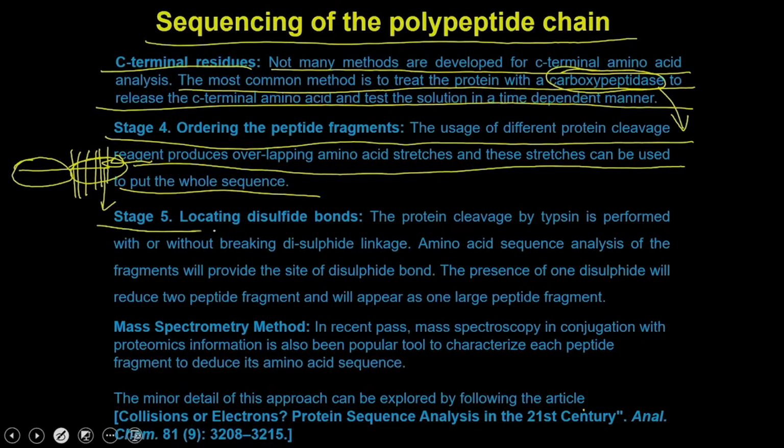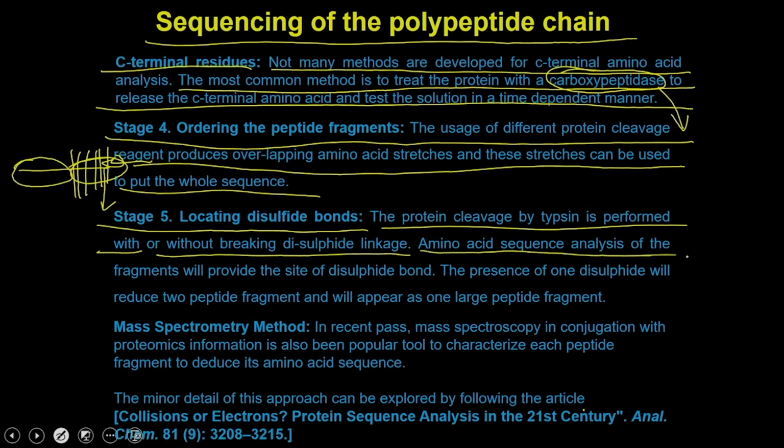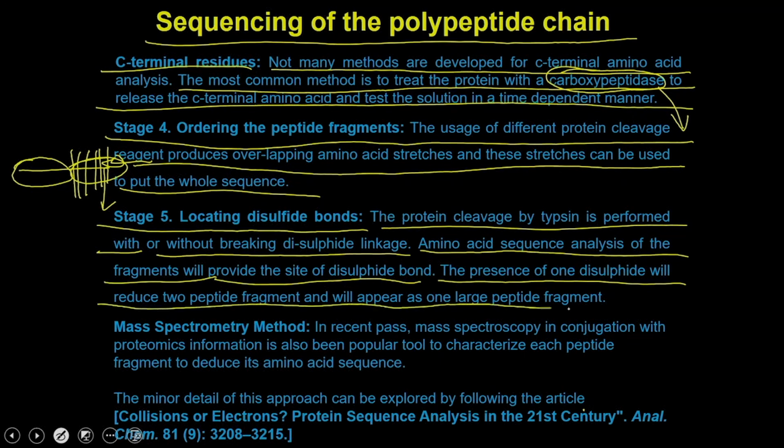Then, in stage 5, you also have to locate the disulfide bonds. The protein is cleaved by trypsin with or without breaking the disulfide linkages. The amino acid sequence analysis of the fragments will provide the site of the disulfide bond. The presence of a disulfide bond will make two peptide fragments appear as one large peptide. Suppose you are expecting that these are the two places where you have a disulfide linkage, connecting them like this.